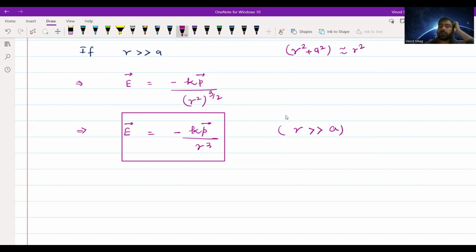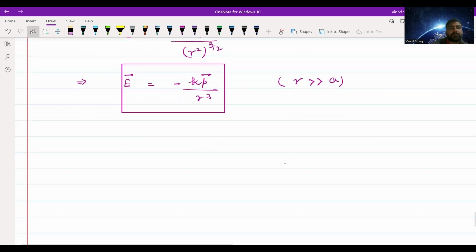Dipole से काफी, as compared to the distance between the charges, ये वाला distance जो r है that is very much greater than. तो इस वजह से जो इलेक्ट्रिक फील्ड एक्सियल पॉइंट पे आया था, और दूसरा जो इक्वेटोरियल पॉइंट पे आया था, वो कुछ इस प्रकार से होगा. तो दोनों को अगर एक साथ में लिखें तो कैसे लिख सकते हैं?